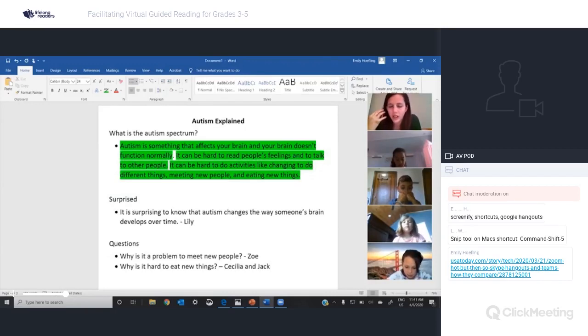We were reading that nonfiction article. We talked about in our own words what we understood and what we learned. And then we started to get into those surprised and questioning. And that's the way that we want to read nonfiction and interact with nonfiction.